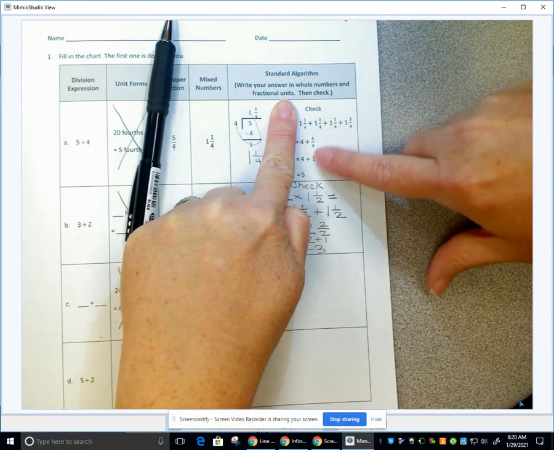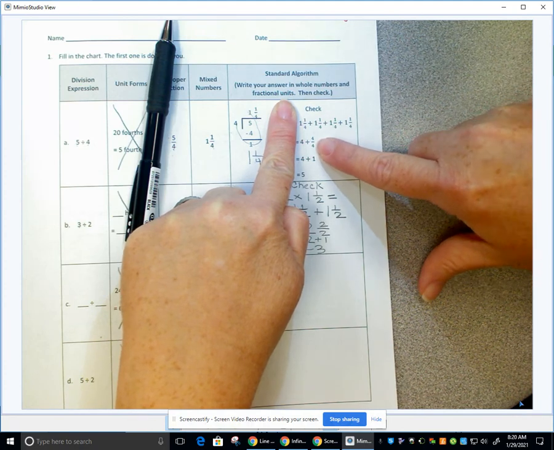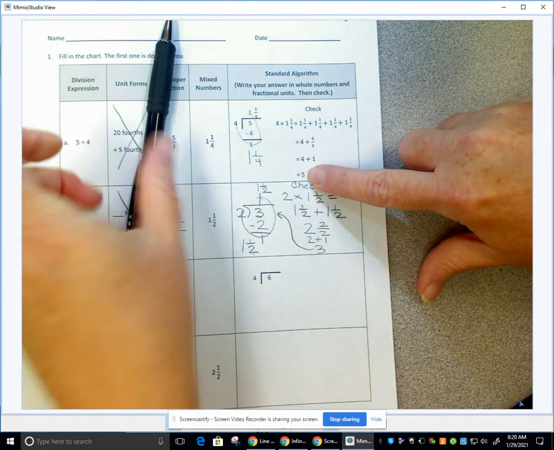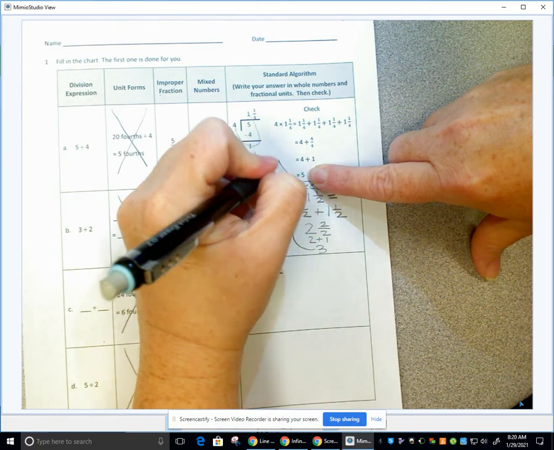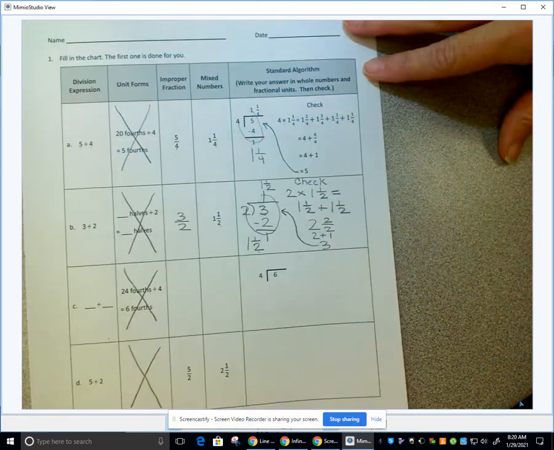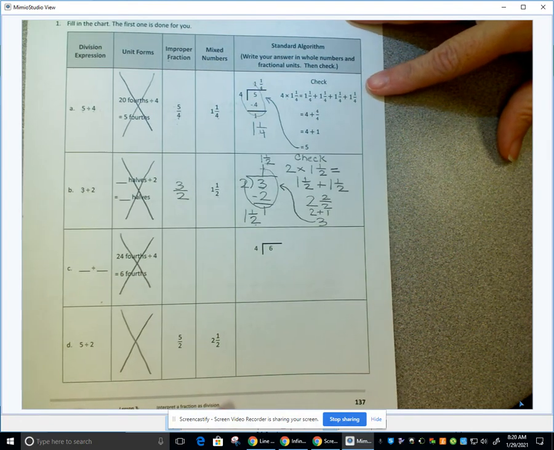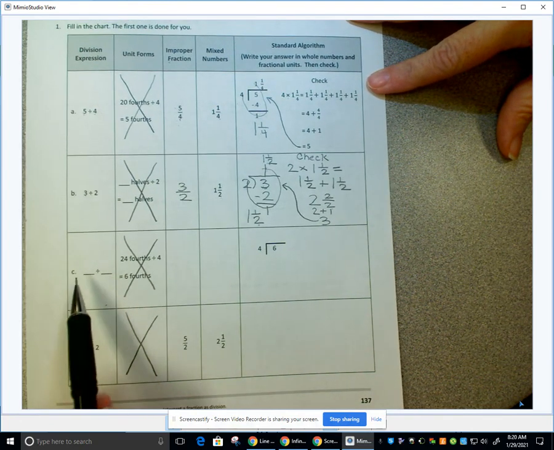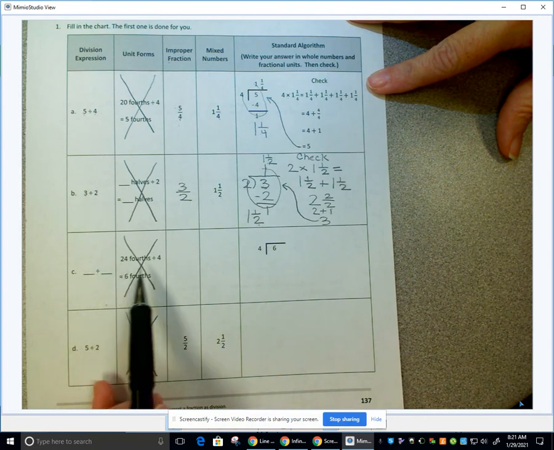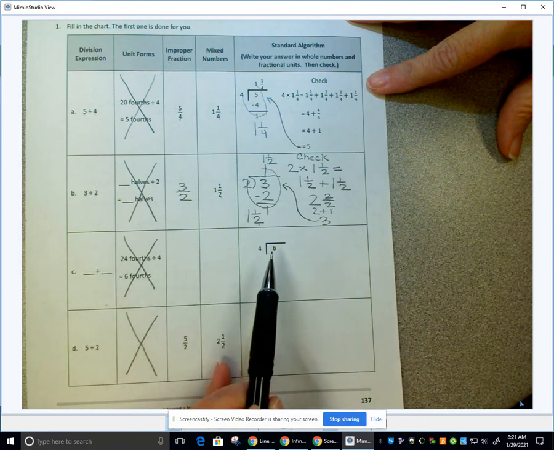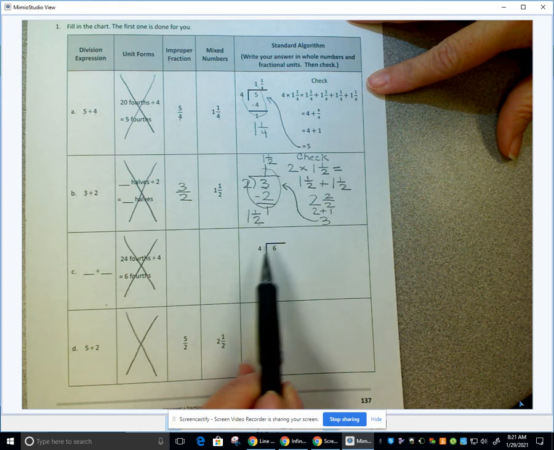And they got 4 plus 4/4, which was 4 plus 1, equaled 5. And see, that matched what's in the dividend. So just work with me. You'll catch on. Now, look, C, we don't have anything here. What have they got right here? We've got 6 divided by 4.